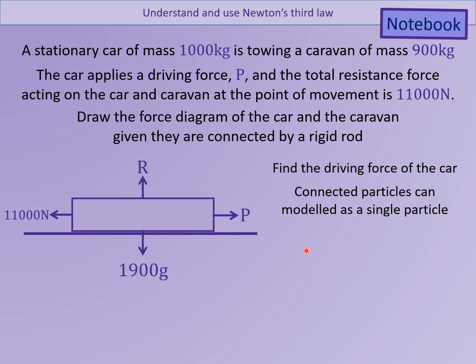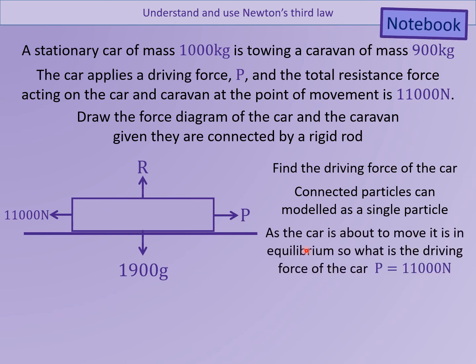If we put 11,000 newtons in as the total resistive force, we can see the car is about to move. It's not quite moving at the moment, it's stationary, so it's currently in equilibrium. At this moment, we can say that P must equal 11,000 newtons because at this exact moment the forces are balanced.